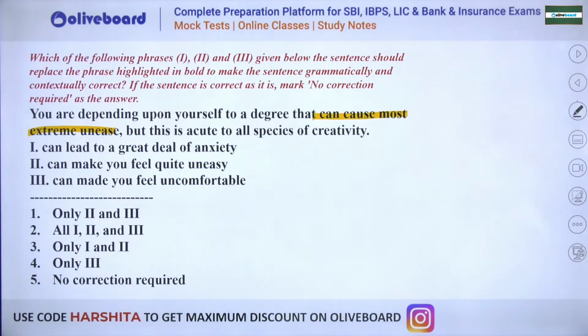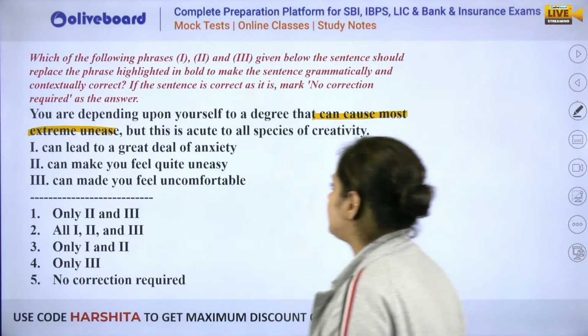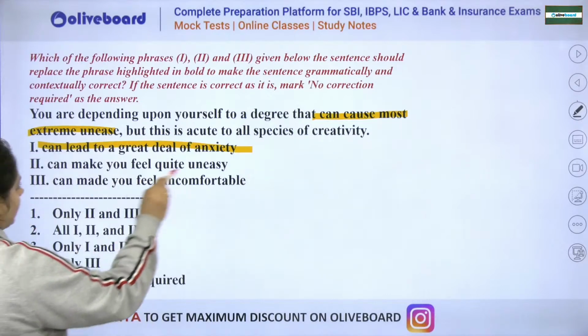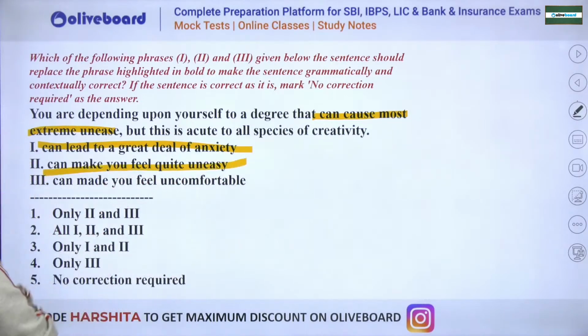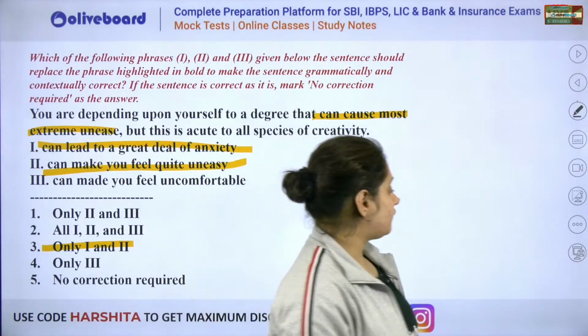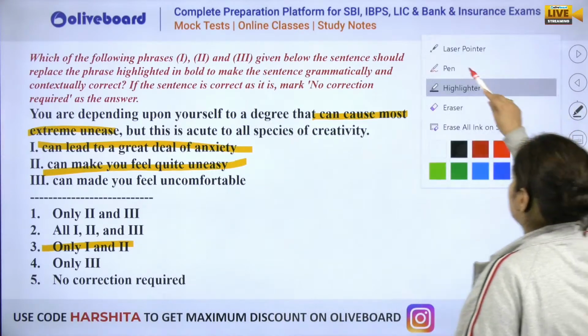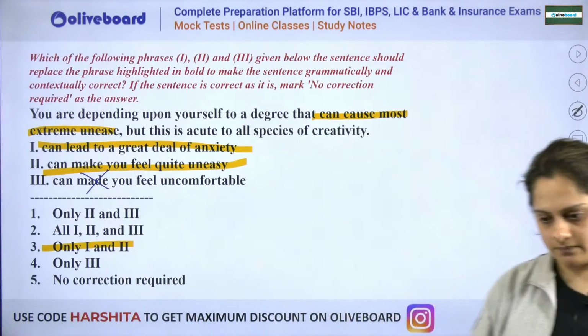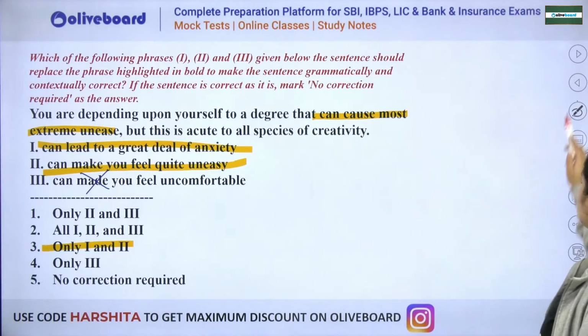Yes, you are depending upon yourself to a degree that can lead to a great deal of anxiety, or that can make you feel quite uneasy, but this is acute to all species. Now, after can, you can't use the past tense. So, simple grammar, you get your answer, both 1 and 2. Obviously option 3 is out, you can't use the third form of the verb after a modal, you need the base form. Third one is grammatically wrong, so you know your answer.